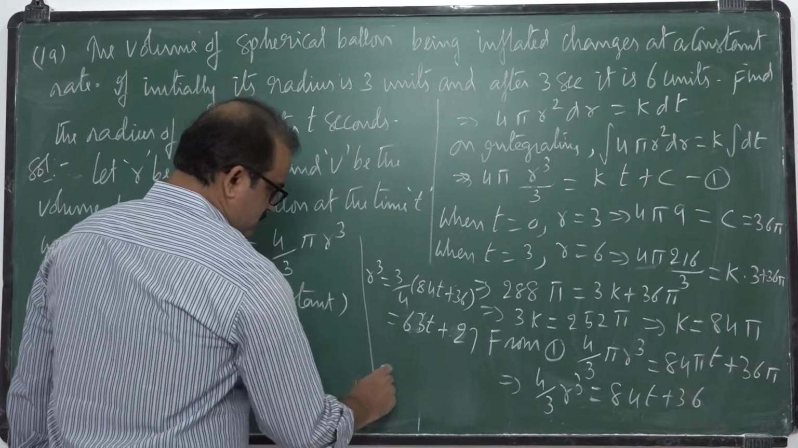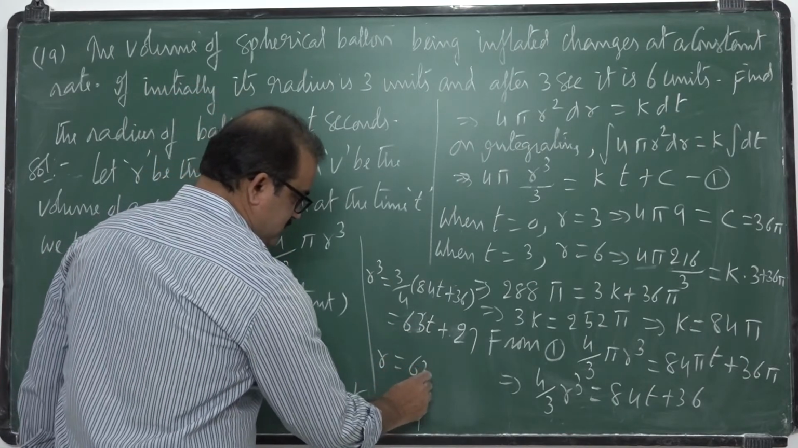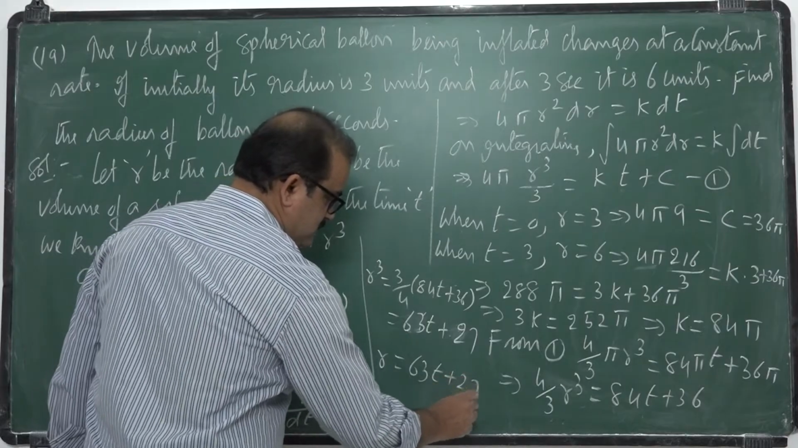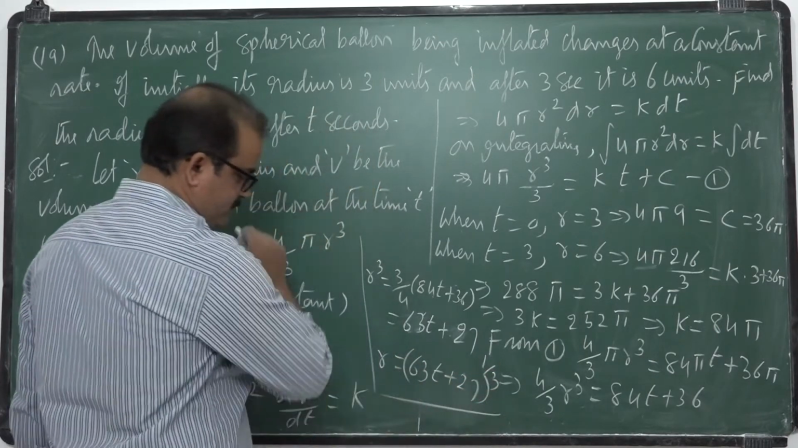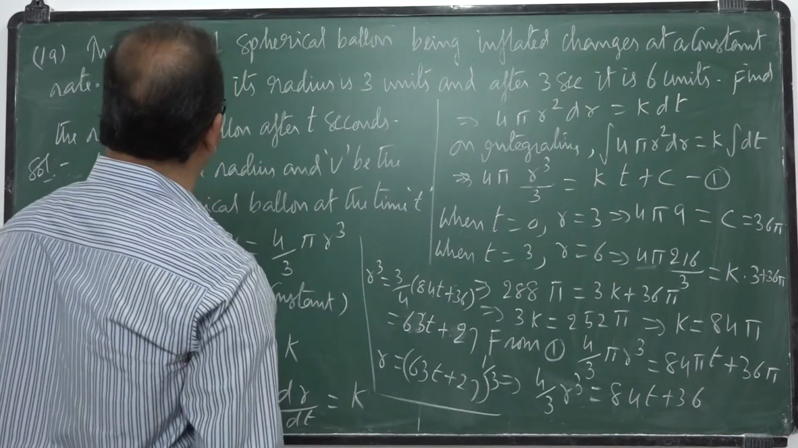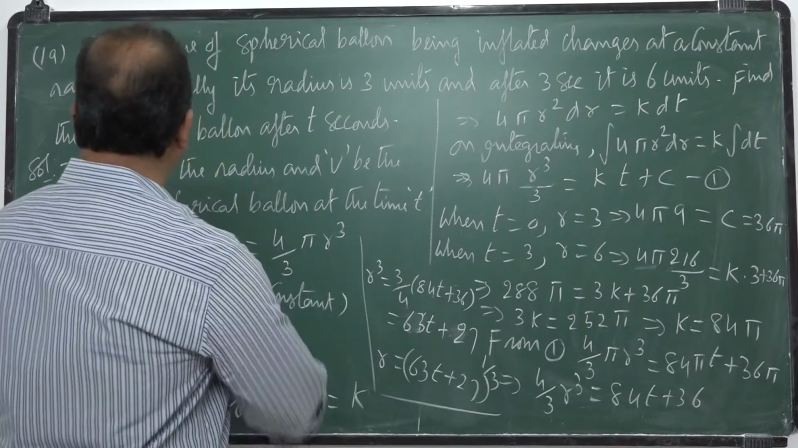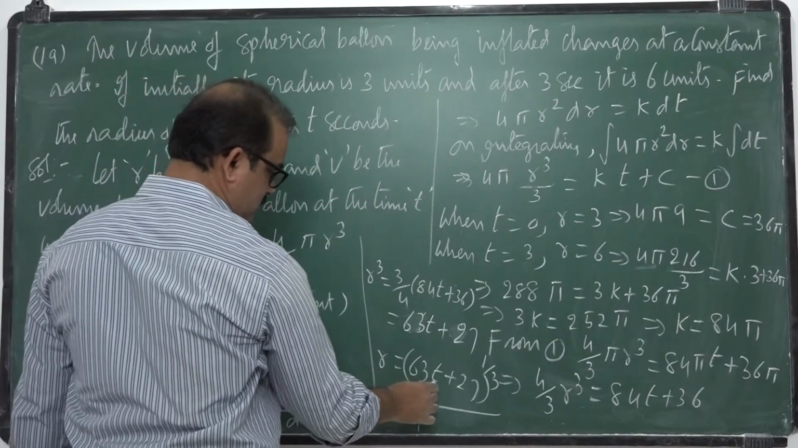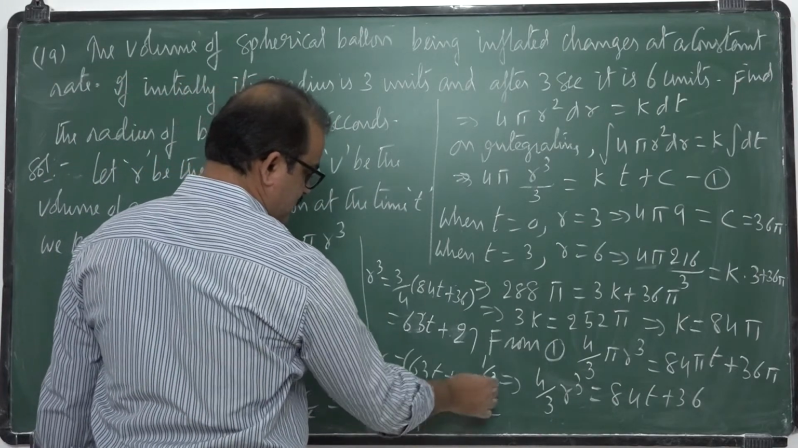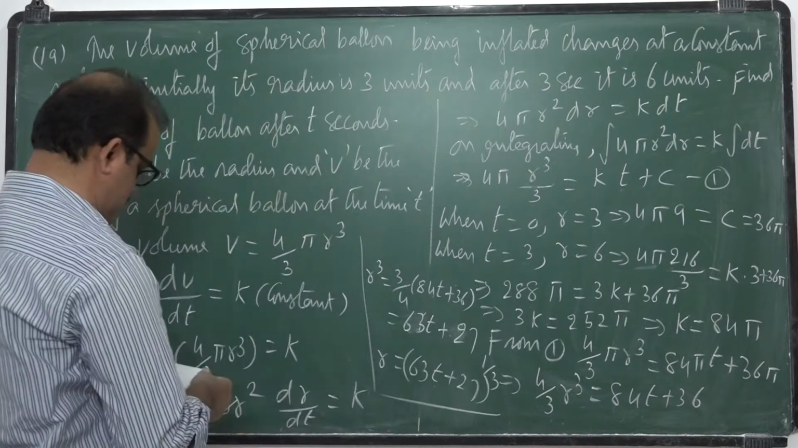R cube is equal to this. Therefore r is equal to 63t plus 27 whole to the power of 1 by 3. This is the value of the radius. Find the radius of the balloon after t seconds: radius r is equal to 63t plus 27 whole power 1 by 3.